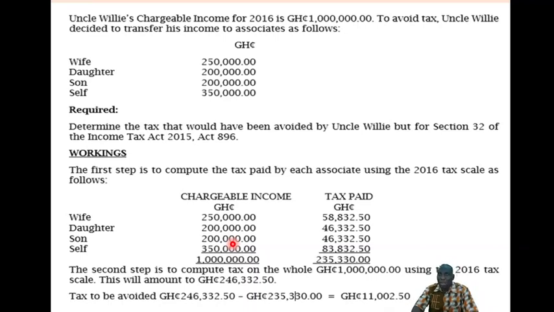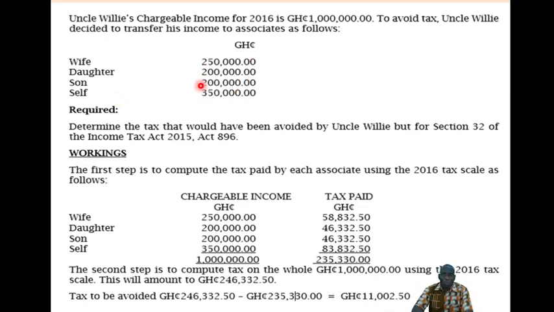Now, so this illustration here can buttress this point. Uncle Willie's chargeable income for 2016 is 1 million. To avoid tax, Uncle Willie decided to transfer his income to associates as follows. You see, this is a one-man business. So he would have earned 1 million, but because of that, he has employed a wife. Maybe the wife is the deputy MD. He will give a title. The daughter is a receptionist. The son is a driver. Okay, and they are on payroll, and then he himself 350.